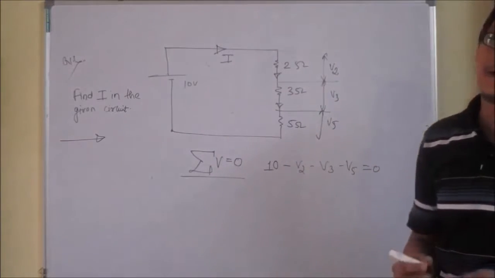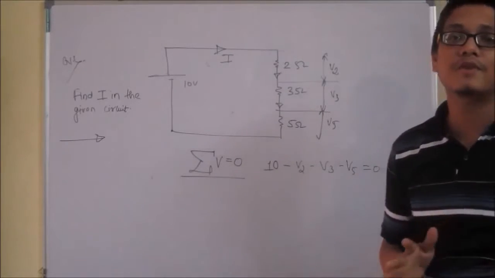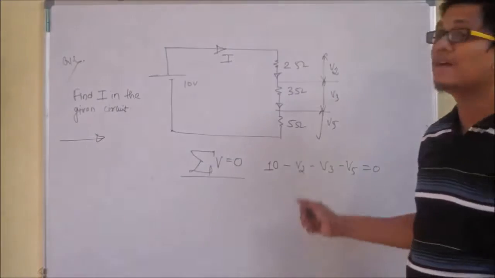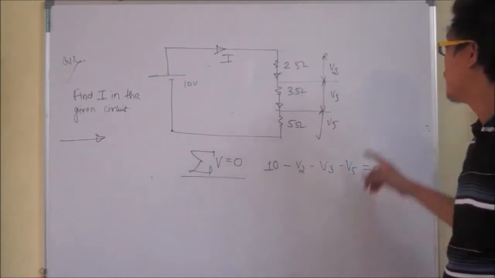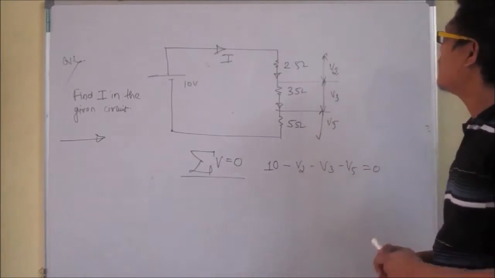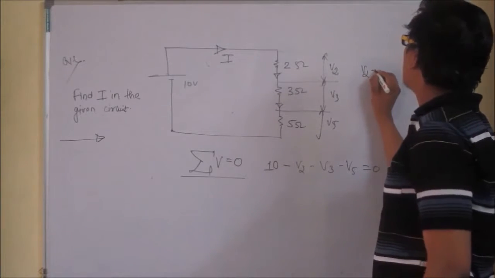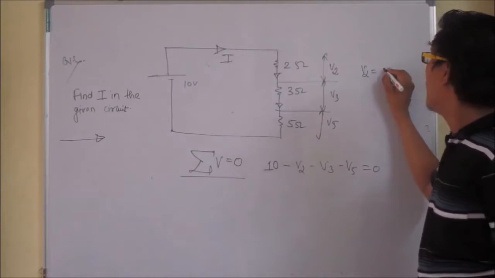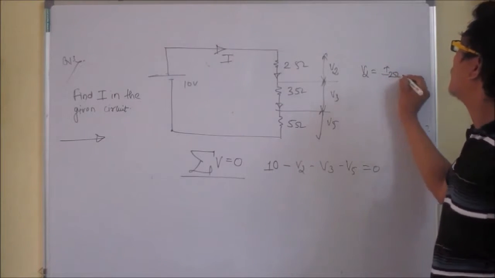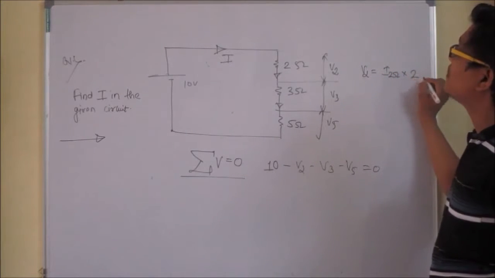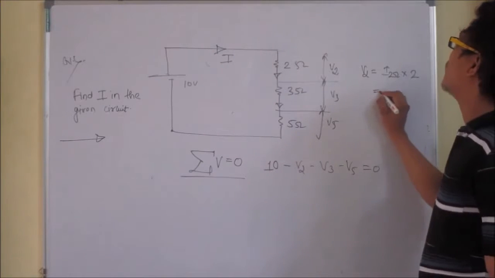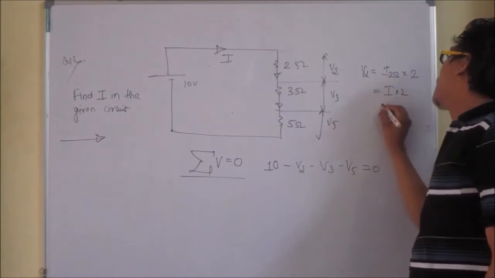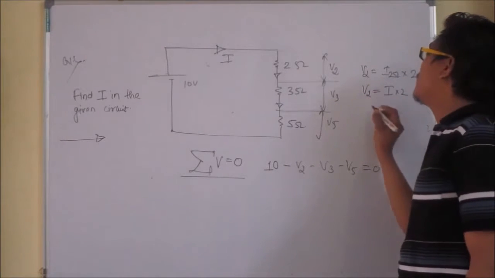As all the three resistors are creating voltage drop. Always remember that resistors are consumption units. They consume energy and therefore they create voltage drop. Now what is my V2? V2 is equal to, by Ohm's law, IR. I into R. What is R? This is 2. So V2 is equal to I into 2.